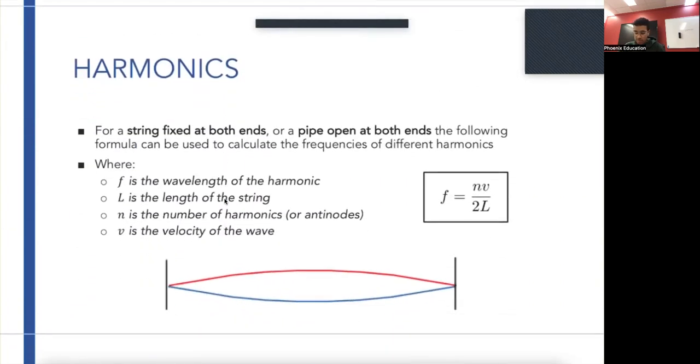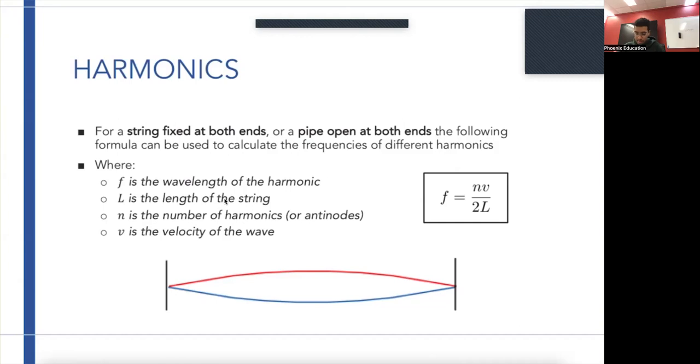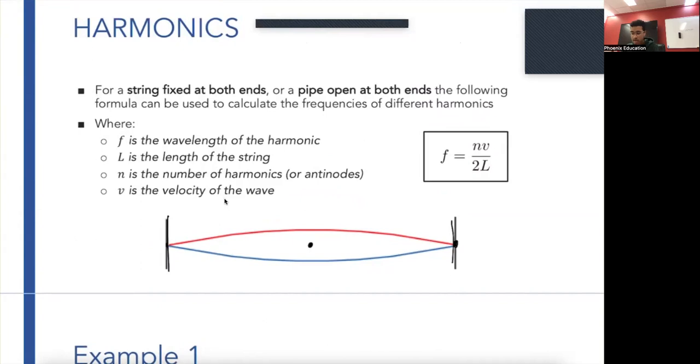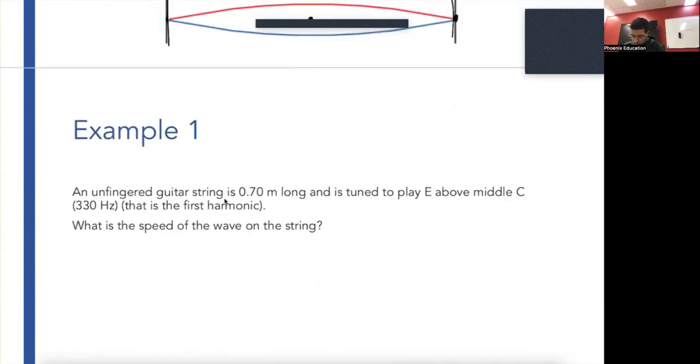And for strings, first, closed at both ends, so something like this, nodes will form at both ends and the antinode will form in the middle, in the center like that, okay? So the nodes being the points at which it's at rest and the antinodes being the points at which it's at the maximum amplitude, all right?